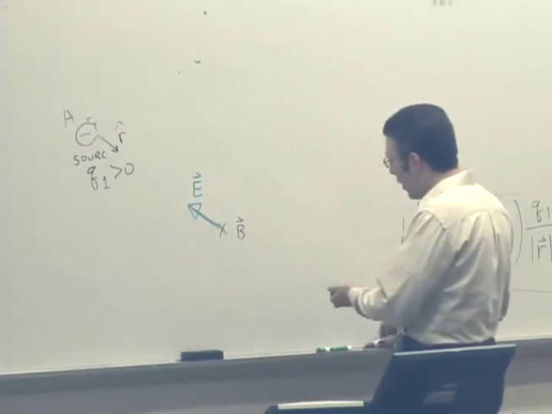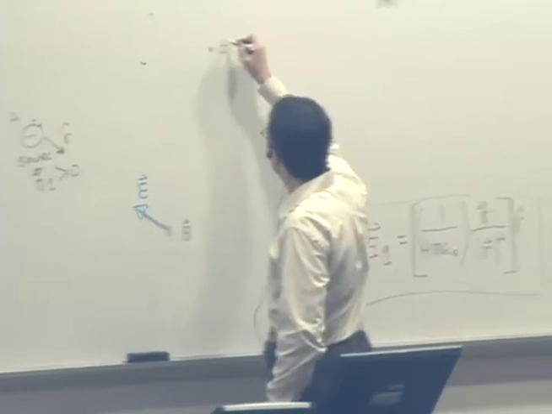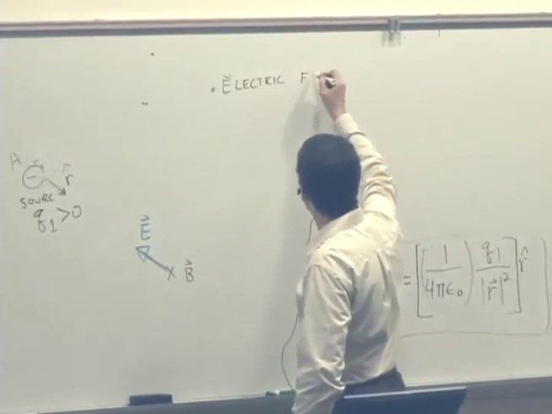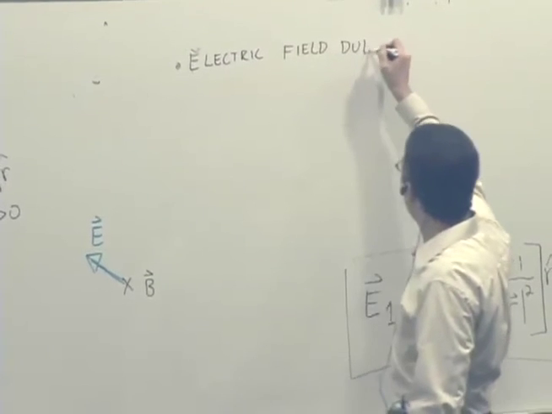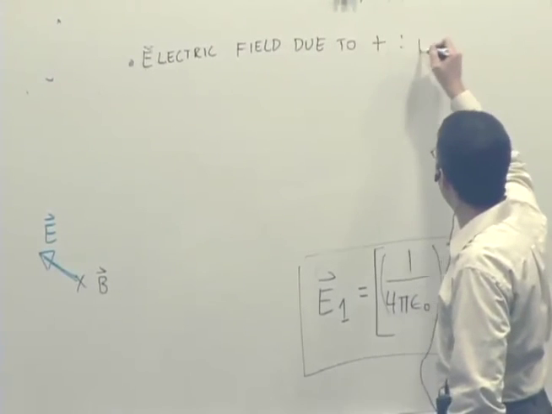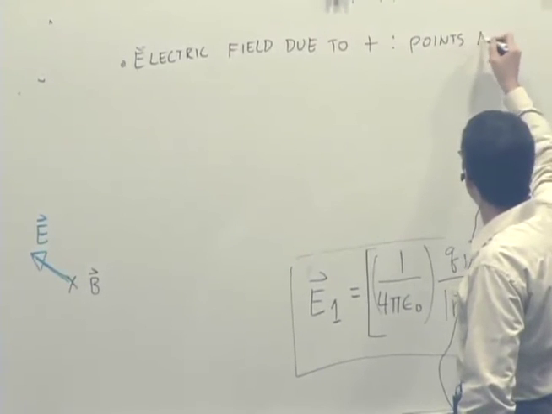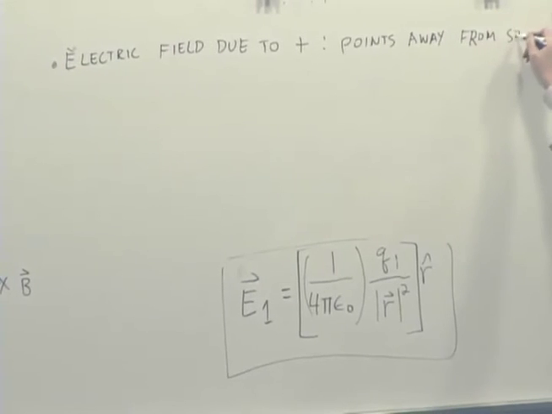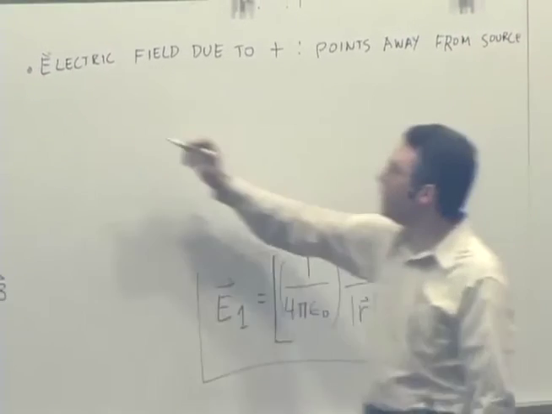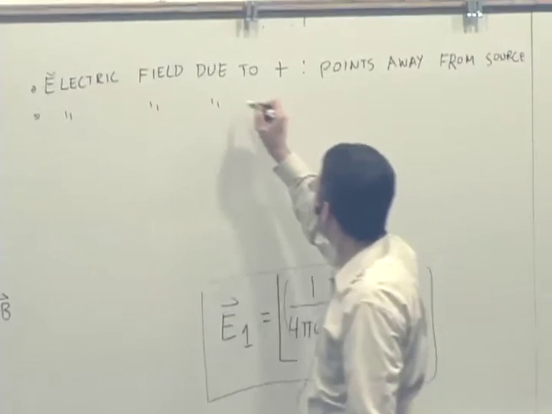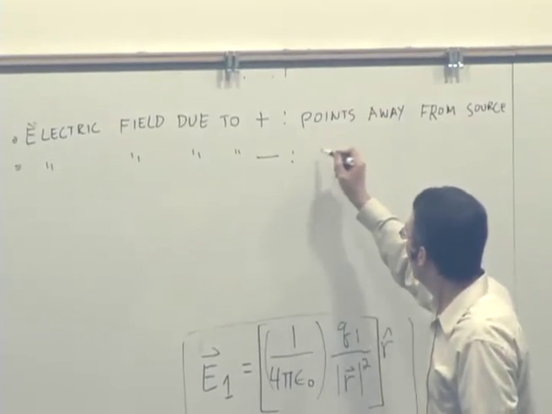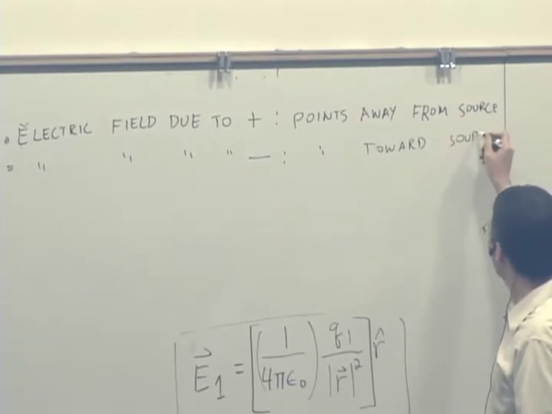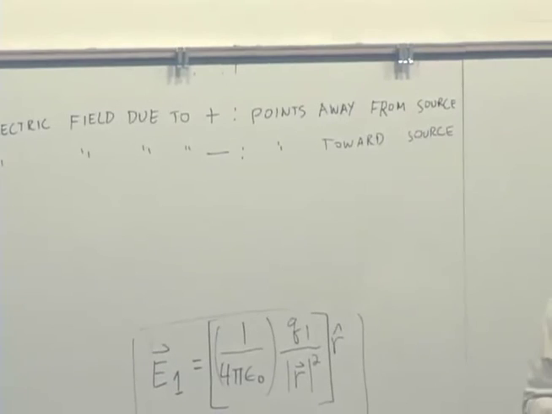Okay? So in general, you should just keep in mind, electric field due to positive charge points away from the source. Electric field due to a negative points toward the source. Okay, just a good rule of thumb to keep in mind when you're reasoning about electric fields.